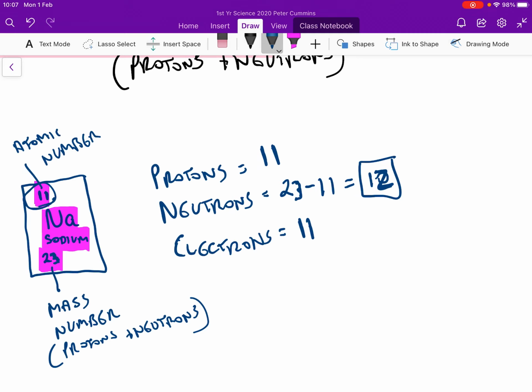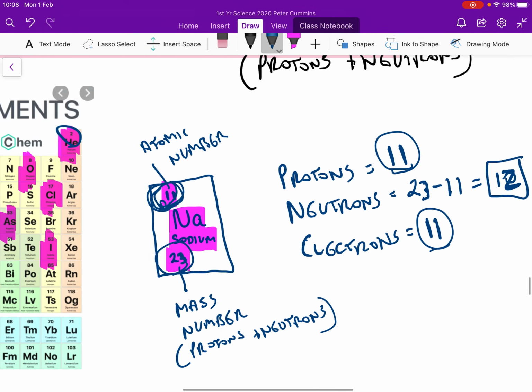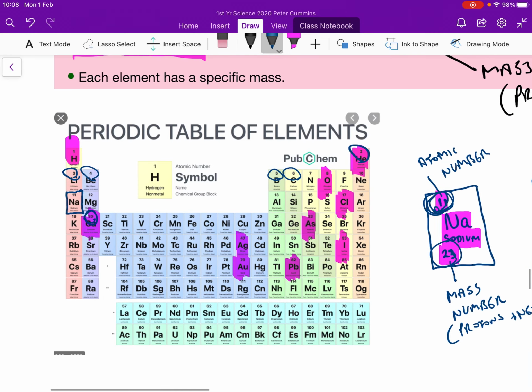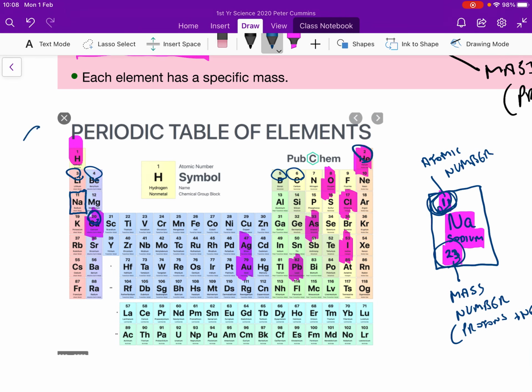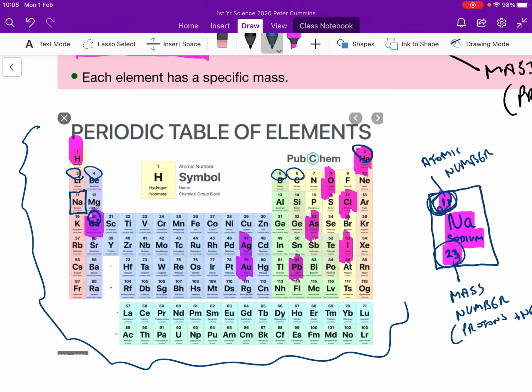Okay, so the only thing you have to remember is that the small number here tells you the protons, and tells you the electrons. To work out the neutrons, you take the small number, the 11, away from the big number, 23, and that gives us the 12. Okay, and you can do that for any element here. Any element in this periodic table, you want to work out the protons, neutrons, and electrons. The small number tells you the amount of protons and electrons.